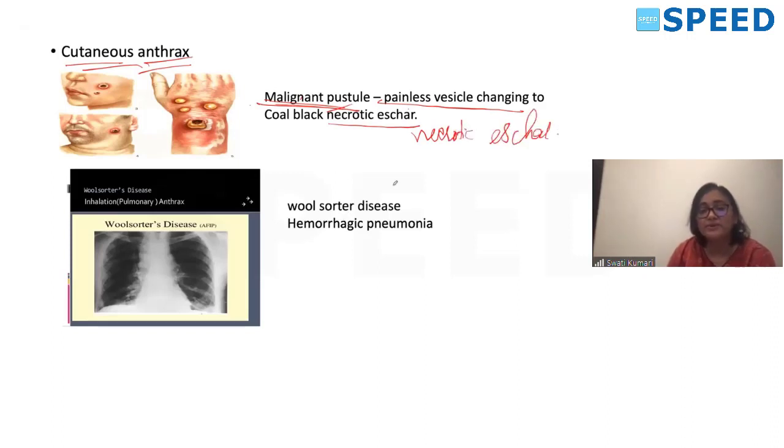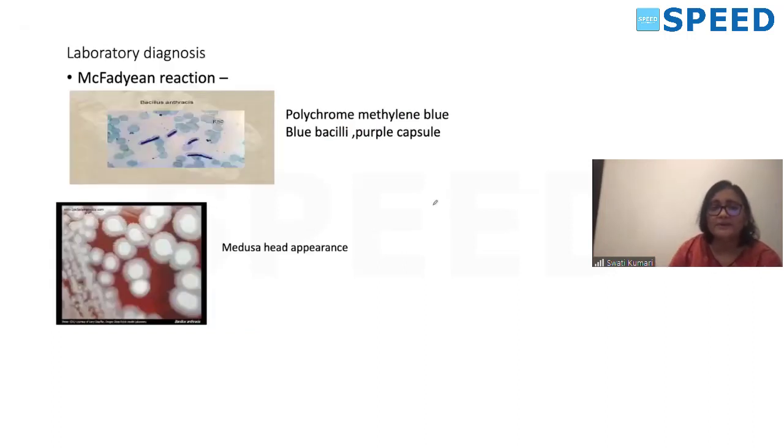So necrotic eschar you see in Bacillus anthracis infection. Woolsorter disease, which you see in persons working in the wool industry or with animal fur, you get a hemorrhagic pneumonia. So what is the McFadyean reaction, which is given in the question? You use polychrome methylene blue staining, where you see blue colored bacilli and purple colored capsule. So we know Bacillus anthracis is a capsulated organism, and the capsule is polypeptide in nature.